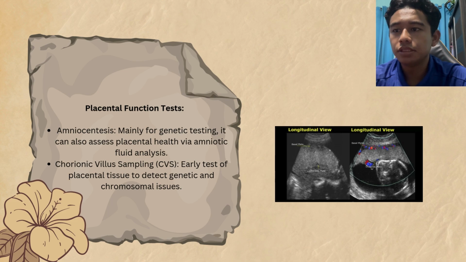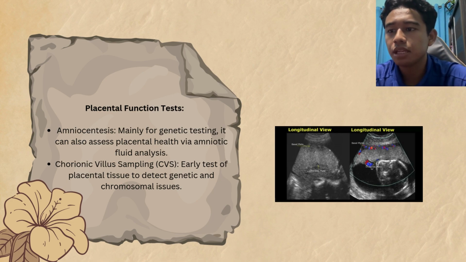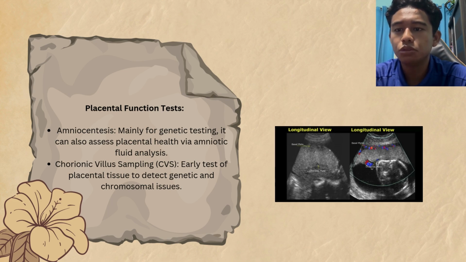Placental function tests. Amniocentesis, mainly for genetic testing, can also assess placental health via amniotic fluid analysis. Chorionic villus sampling or CVS, an early test of placental tissue to detect genetic and chromosomal issues.